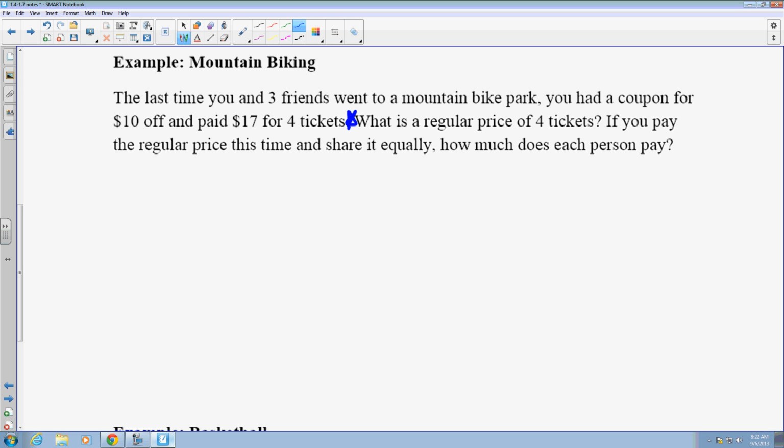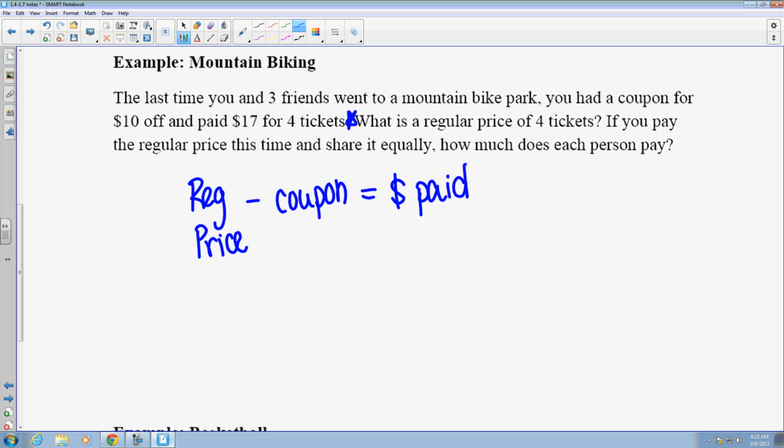If we know how much the coupon was and we know how much we paid in the end, we can set up a verbal phrase to figure this out. So if we start with the regular price, we know if we have a coupon, that needs to be subtracted off of the regular price. And then that's going to be equal to how much we ended up paying. So now we know a couple of these pieces and we have a variable left in the regular price spot, since that's what we're trying to find. Our coupon was 10 and we paid 17. So this is another mental math problem to find out that regular price, and the regular price was $27.